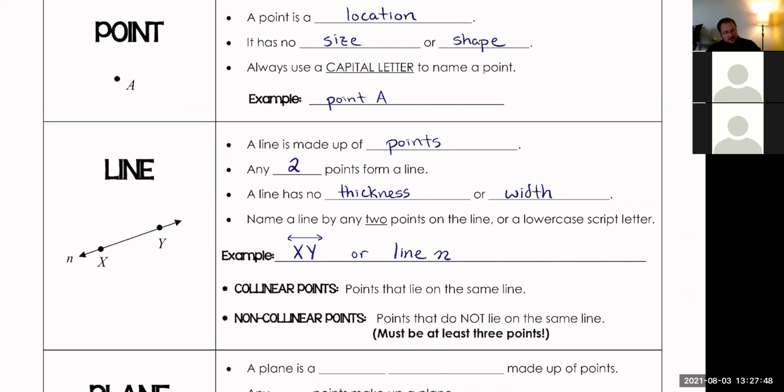Now, some sub definitions that we talked about again yesterday is the difference between collinear points, which are points that lie on the same line, versus non-collinear points, which are points that do not lie on the same line, but there must be at least 3, because 2 is not enough, because any 2 points form what? A line. So if you just have 2 points, they're always going to be collinear because they always form a line. 3 points, however, gives us the opportunity for them to not all line up.